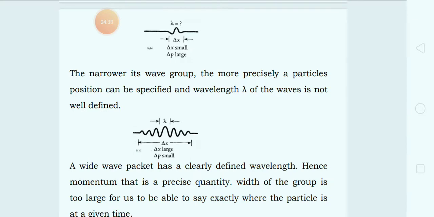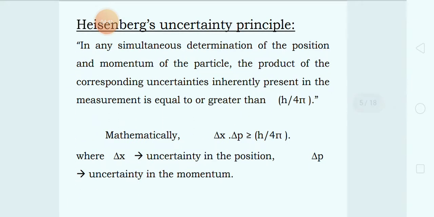Statement of the Heisenberg uncertainty principle: in any simultaneous determination of position and momentum of a particle, the product of the corresponding uncertainties inherently present in the measurement is greater than or equal to h by 4 pi, where h is Planck's constant. h by 4 pi is a very small fraction. Mathematically we can write delta x into delta p is greater than or equal to h by 4 pi, where delta x is the uncertainty in the measurement of position and delta p is the uncertainty in the measurement of momentum.